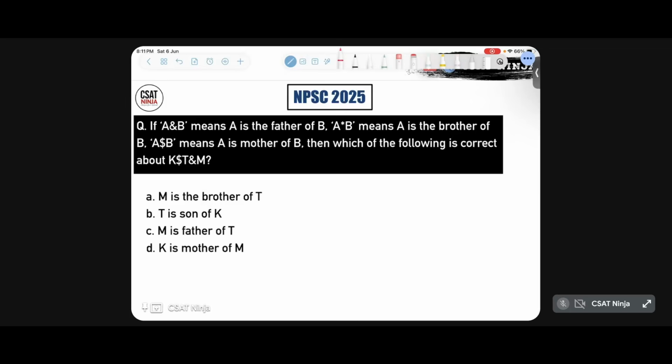K dollar means the first one is the mother of the second one. K is the mother of the second one. And N means the first one is the father of the second one. That means D is the father of M there. The first one is the father of the second one.